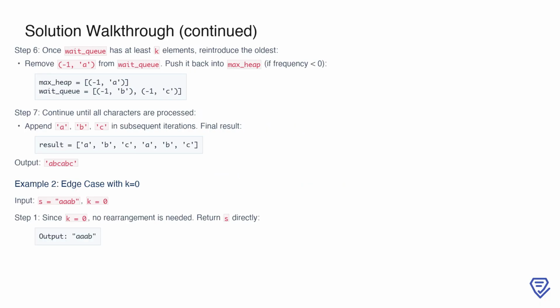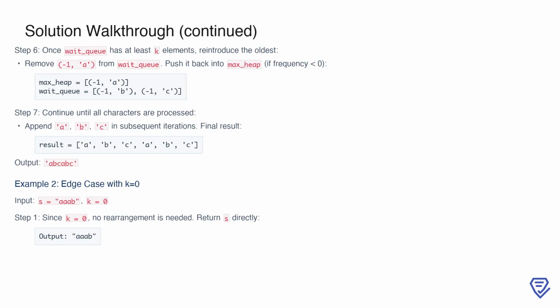As the wait_q reaches the size of k, we can start reintroducing characters back into the max heap. The oldest character in the wait_q, -1a, is removed and pushed back into the max heap since its frequency is still less than 0. The max heap now contains -1a, while the wait_q holds -1b, -1c. We continue processing characters until all are handled.